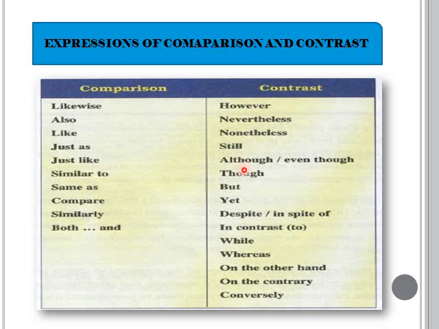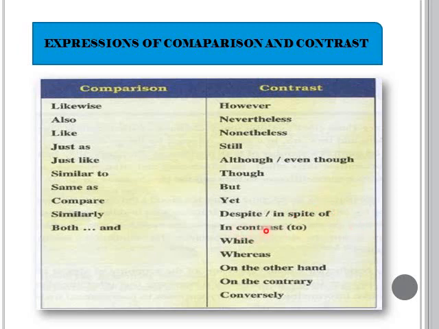Nonetheless, still, although, even though. If you say although or even though, for example: although Ahmed is tall he can't play basketball, or even though Ahmed is tall he can't play basketball. If you say although or even though, what comes after it? Subject plus verb. Yes. Though, but, yet, despite and in spite of. What is the difference between despite and in spite of? Despite and in spite of must be followed by either verb plus ing or a noun.